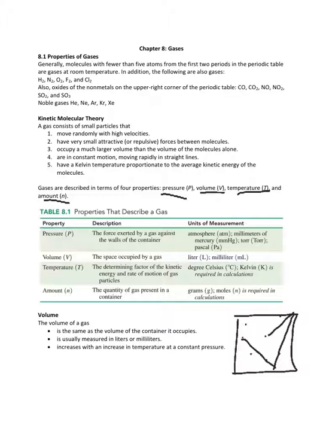The volume of a gas also increases with an increase in temperature if the pressure remains the same. So the volume of a gas increases with an increase in temperature if the pressure does not change.